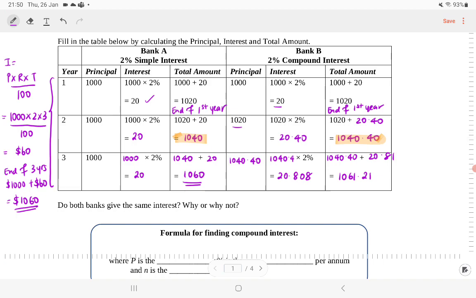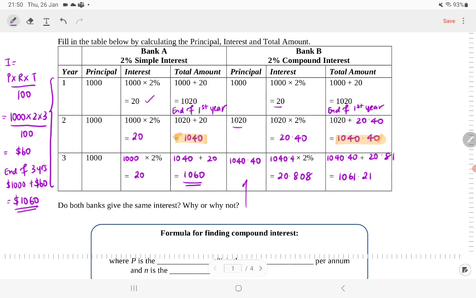So then imagine what will happen as the years go by. In 3 years you don't see that much of a difference, but how about 10 years? Do you think the difference will be big? Yes. Why? Because your principal amount keeps on changing. It keeps on increasing. Even though the interest rate is the same, your principal amount keeps on increasing. Definitely you will earn more than simple interest.